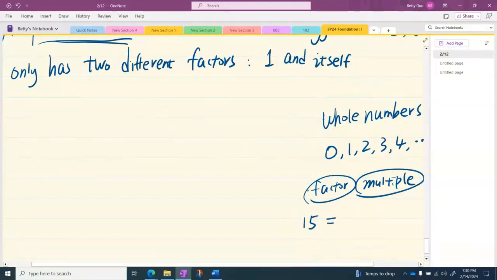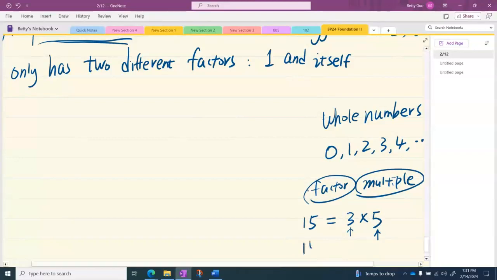Very straightforward. Let's say we have 15 equals 3 times 5. We all know that, right? Then 3 is a factor of 15 because 3 goes into 15 completely 5 times. When 3 is a factor of 15, 15 is a multiple of 3. Similarly, 5 is a factor of 15. 5 goes into 15 3 times. When 5 is a factor of 15, 15 is a multiple of 5. 15 is exactly triple 5. So that's the concept of factor and multiple.